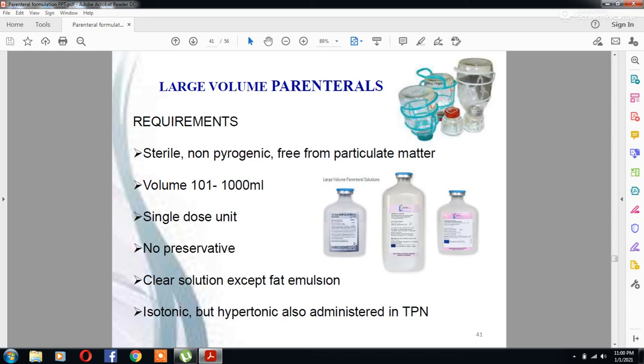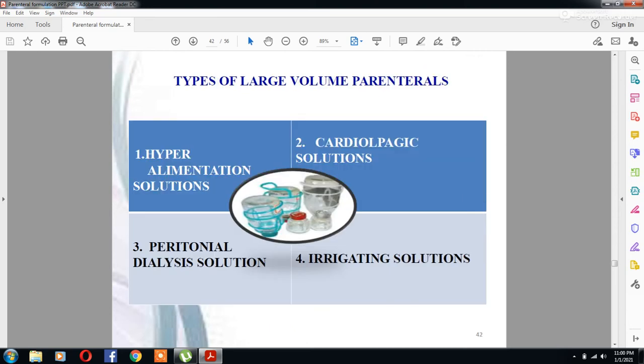In large volume parenterals, the requirements are sterile, non-pyrogenic, and free from particulate matter. The volume is from 101 to 1000 ml. It is a single dose unit, and in this case no preservative is used. It is a clear solution except for fat emulsion. It must be isotonic, but hypertonic solutions are also administered in TPN, total parenteral nutrition.